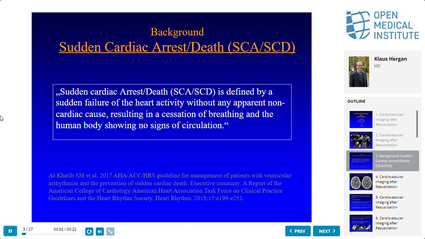The definition of sudden cardiac death or arrest is a sudden failure of heart activity without any apparent non-cardiac cause, resulting in cessation of breathing and the human body showing no signs of circulation. So this is the definition of this disease.